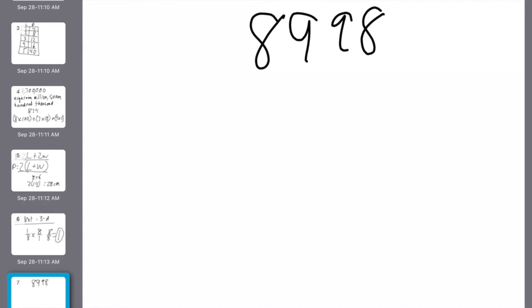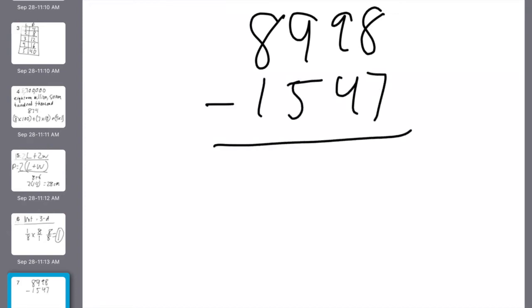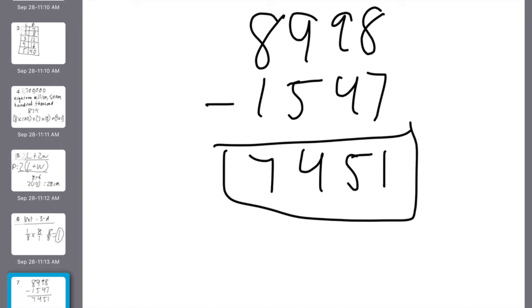Number 15, missing an addition. Anytime I'm missing an addition, I solve it through subtraction. So 8,998 minus 1,547. Subtract 1, subtract 5, subtract 4, subtract 7. 7,451. Turning my answer key over.